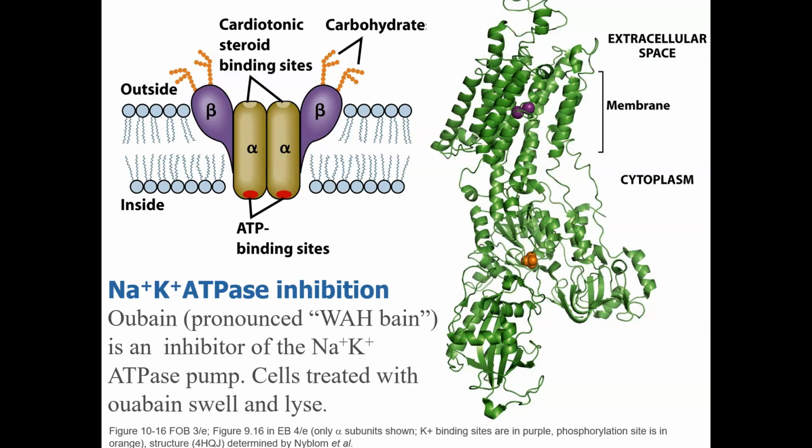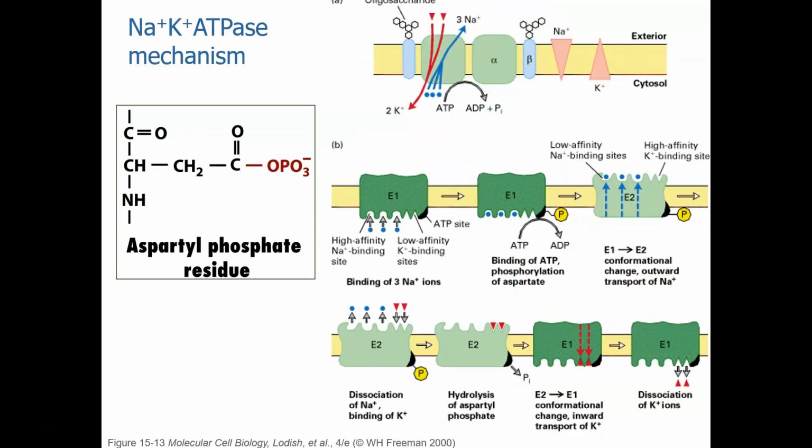pump looks like. So although here it's just showing the alpha subunits, we're not showing the beta subunits. In orange right here, we'll see in a minute that we're going to phosphorylate the pump in order to drive a conformational change. So we'll phosphorylate the pump right here. These two binding sites are shown. Those are binding sites for 2 potassium ions. So we'll see in a minute that we're going to be transporting 2 potassium ions.